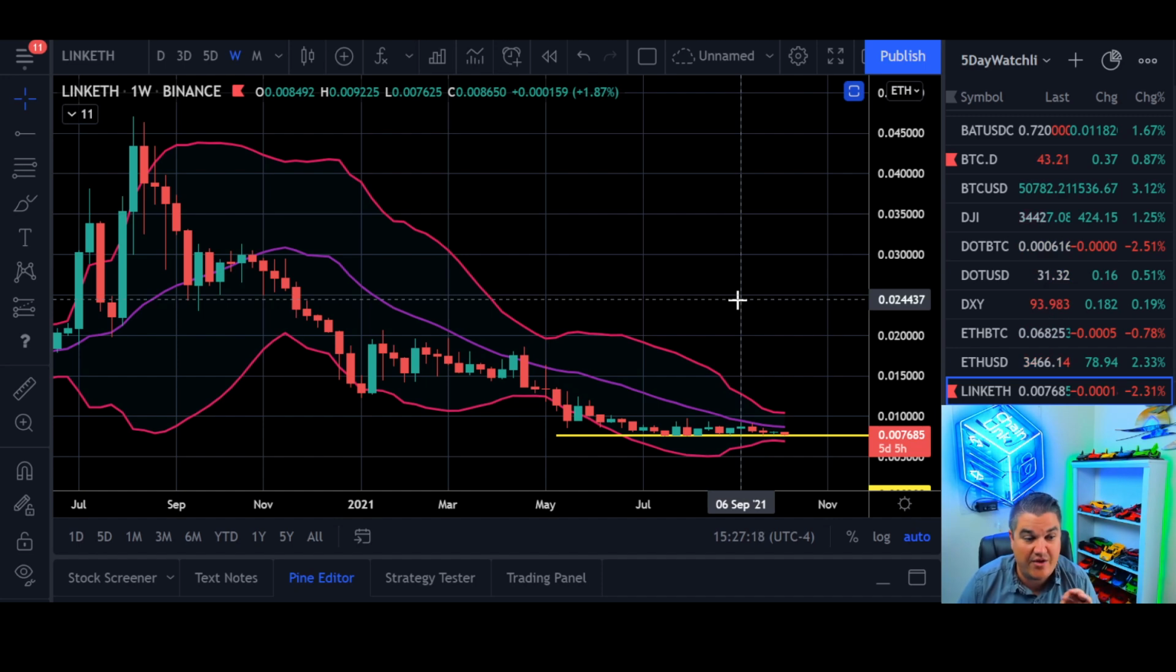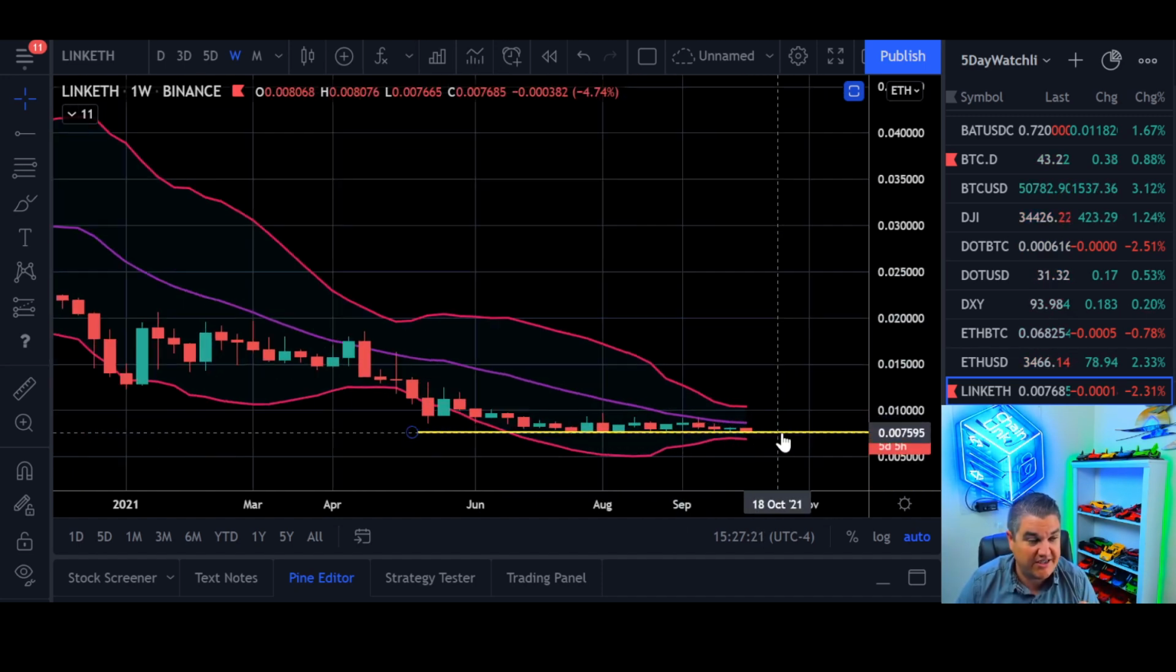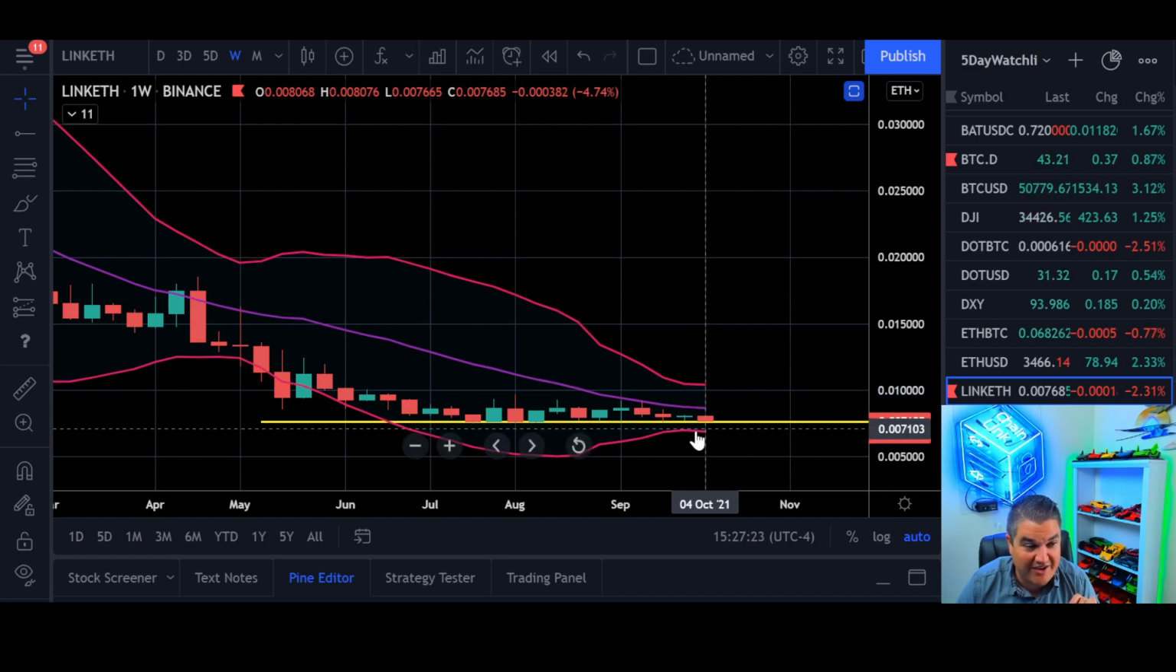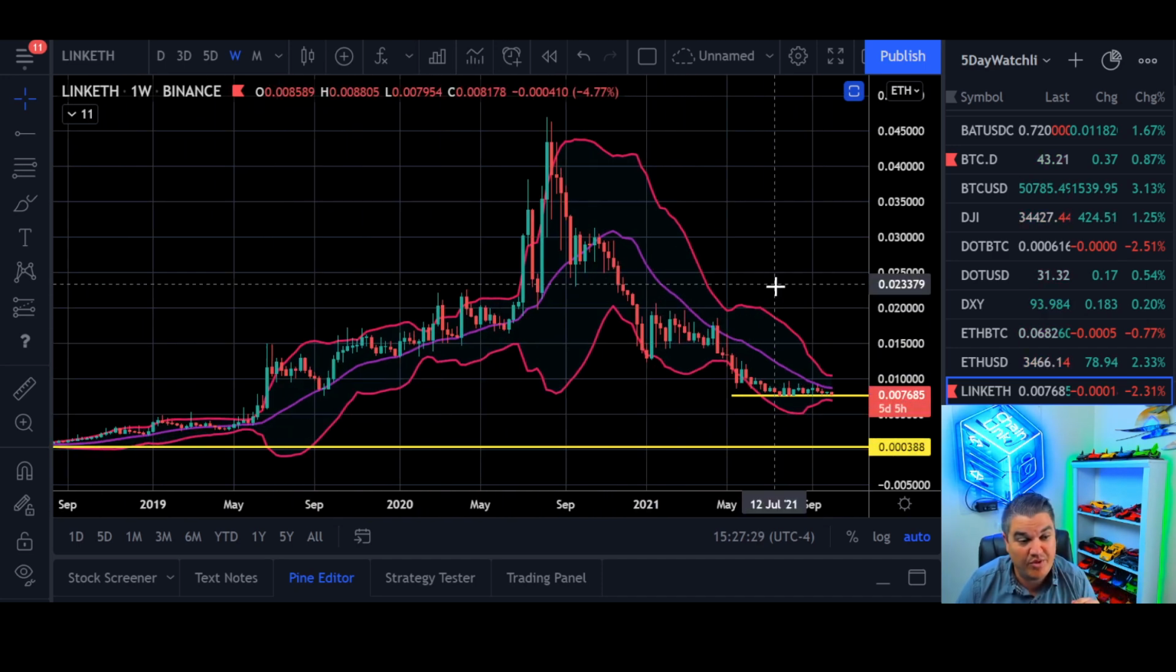So we will see how the rest of the year goes. But pretty exciting chart here, given on a weekly scale how narrow these bands are. That's a pretty rare thing, and it hasn't happened since 2018. Look at that. Pretty cool.